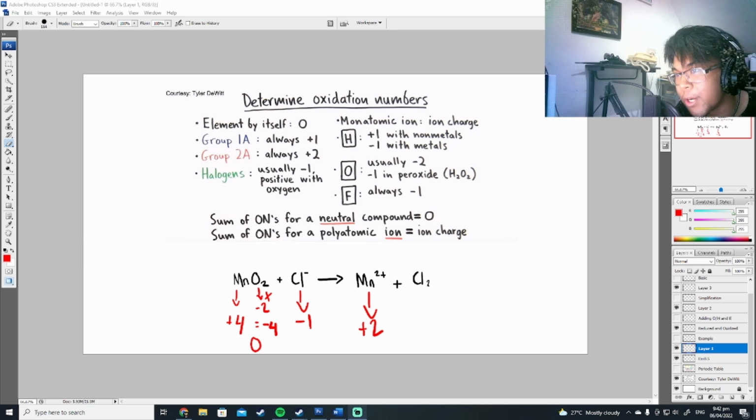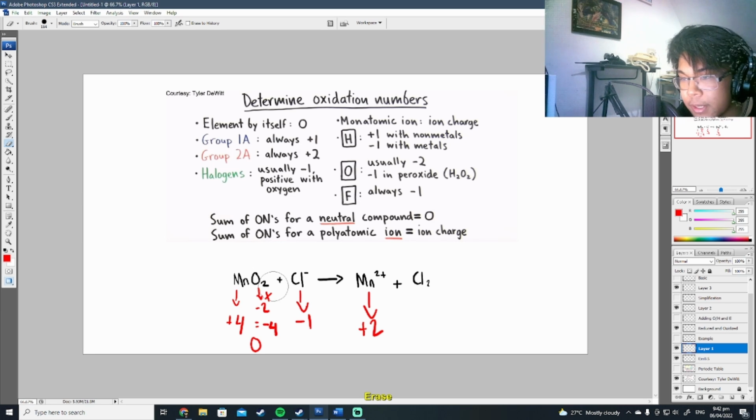Let's move on to chlorine with a superscript of negative. The rule with monatomic ions is that the ion charge is the oxidation number. So we've already determined that chlorine here has a charge of negative, meaning the oxidation number for this chlorine right here is -1. Same thing here with the manganese, since it's a monatomic ion. 2+ or +2. Therefore, that +2 right there is our oxidation number.